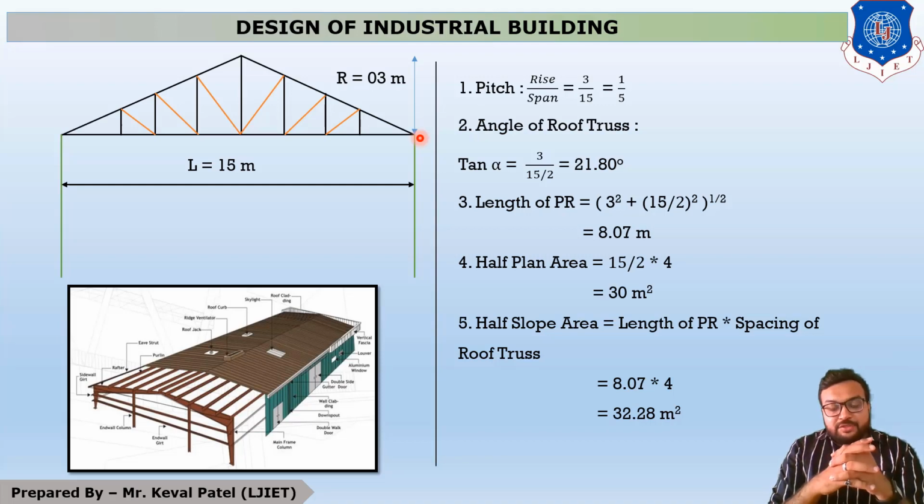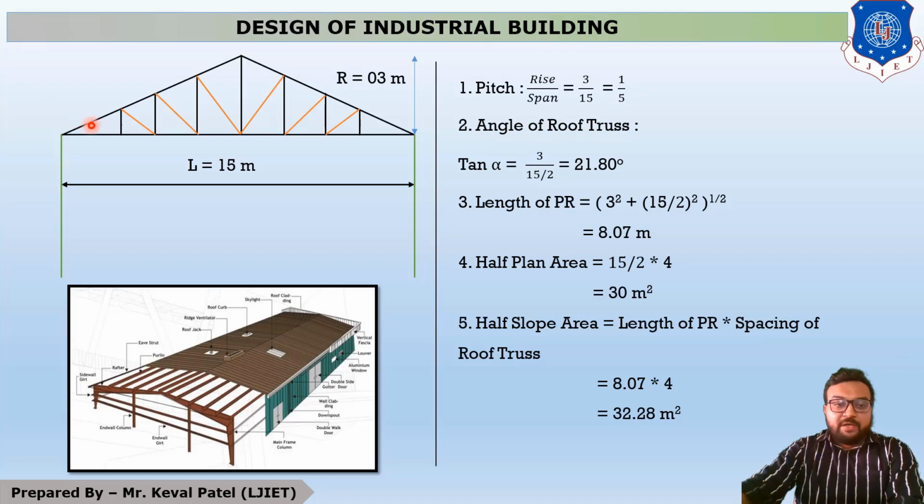In preliminary dimensions our first step is pitch. What is the equation of pitch? Pitch means rise divided by span. What is the value of rise? It is 3 meter divided by 15 meter, so it is 1 by 5. Next is the angle of roof truss. It means we have to find alpha with the horizontal plane. The equation is tan alpha equals rise divided by L by 2. Our value of rise is 3 meter and L by 2 is 7.5, so we get alpha as 21.80 degree.